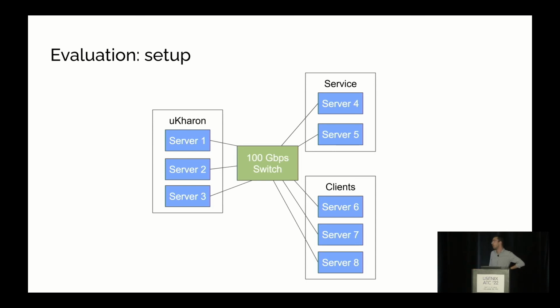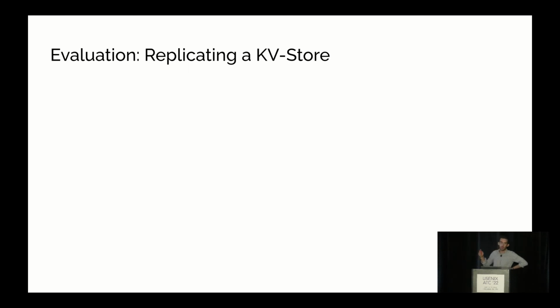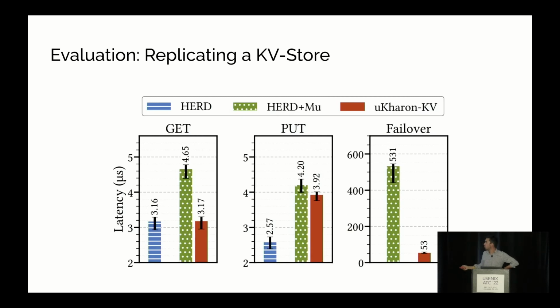The first point we're trying to make in our evaluation was that, indeed, by using uKharon, you could build super fast, distributed, reliable services. And so we used uKharon to implement a replicated key value store. So what we did is that we took the state of the art for a key value store that is HERD.